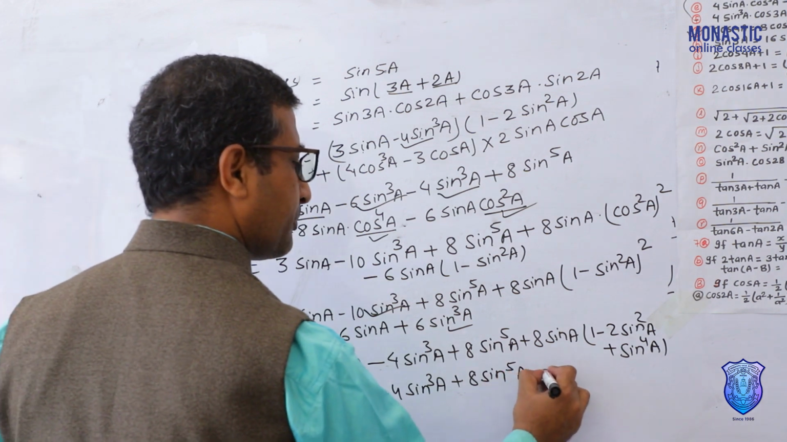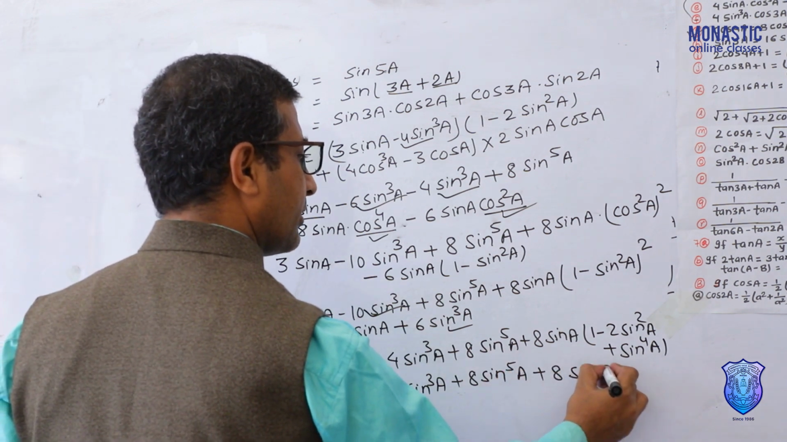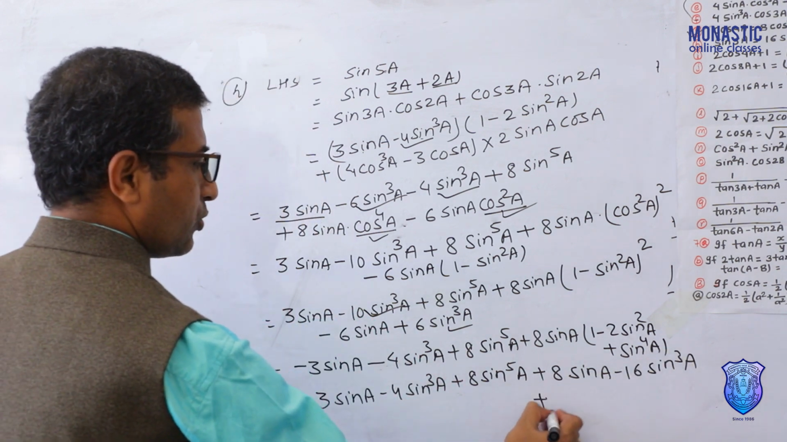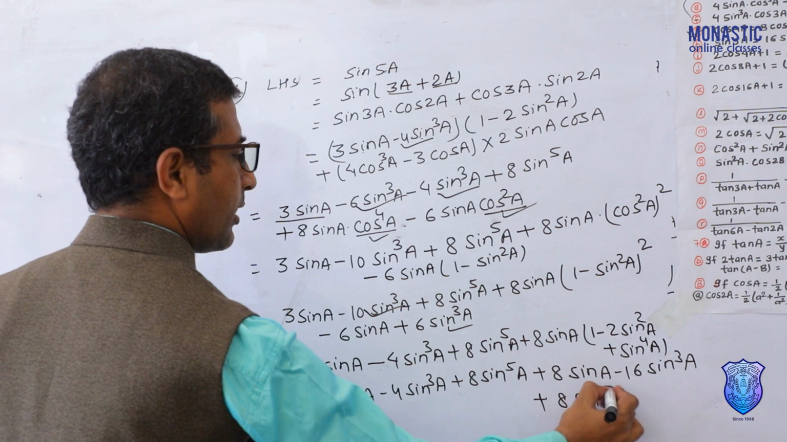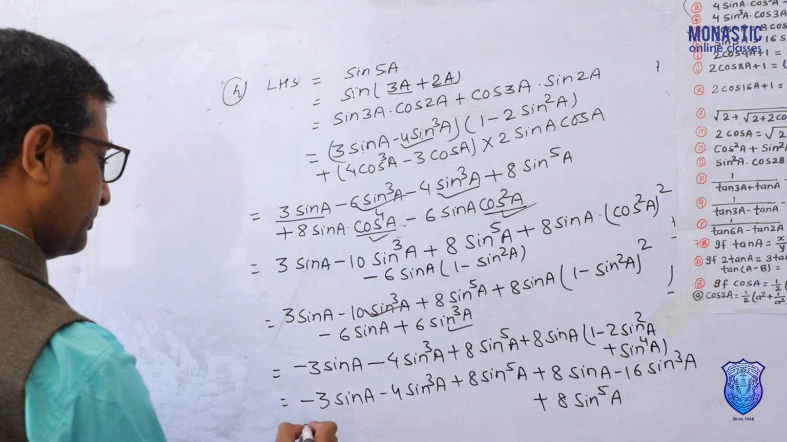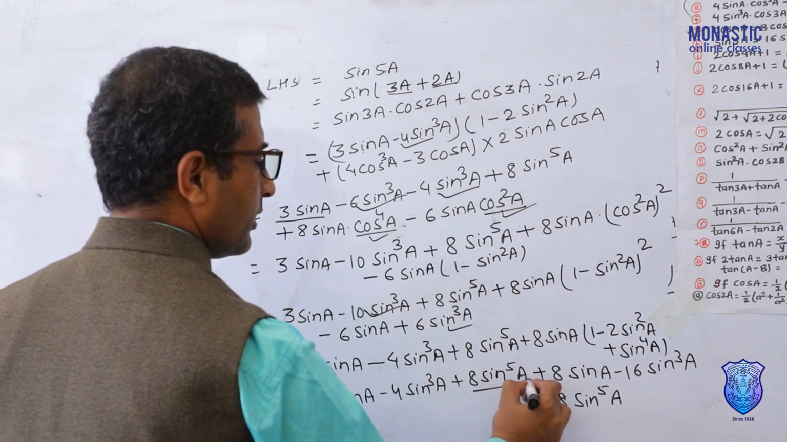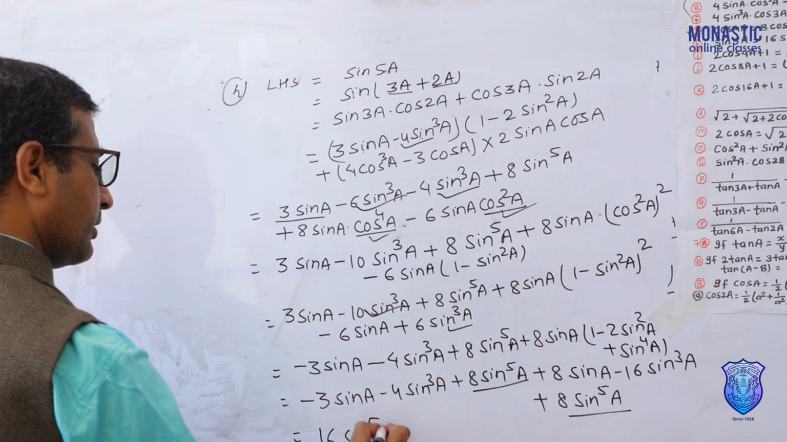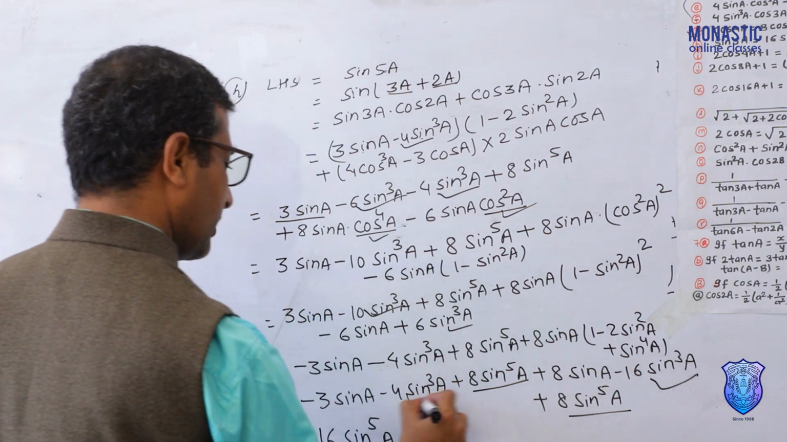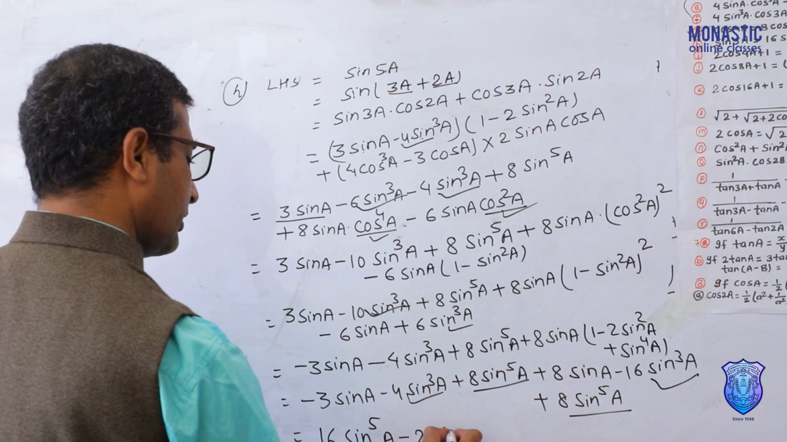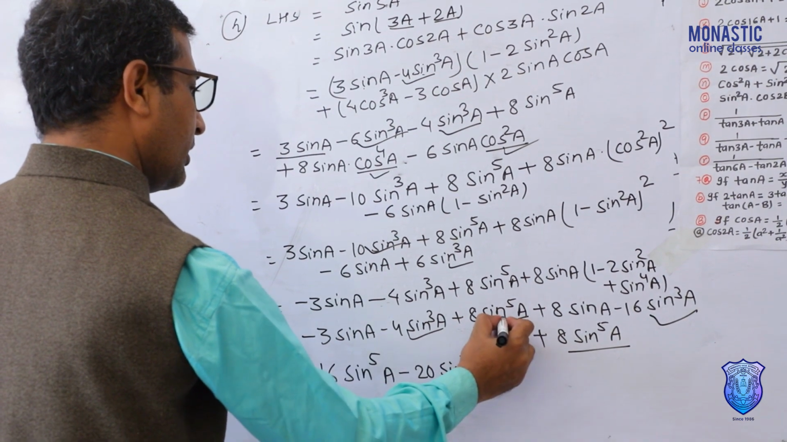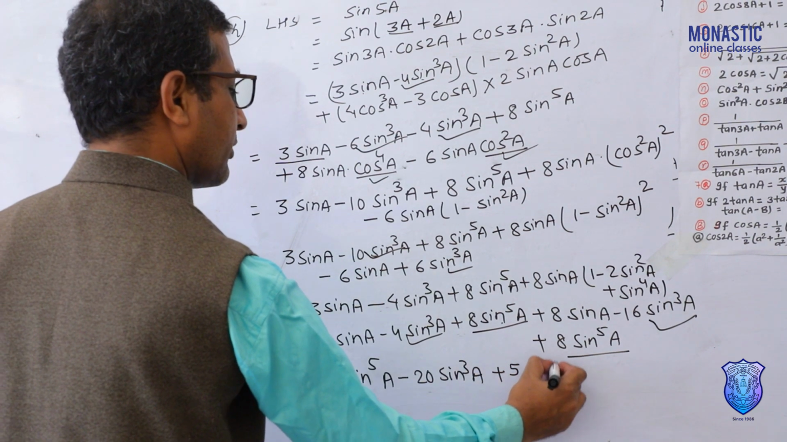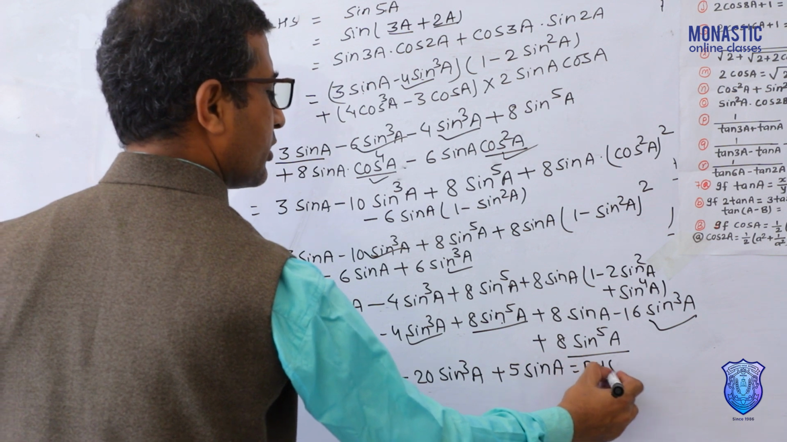Now do the multiplication, plus 8 sine A minus 16 sine cube A plus 8 sine to the power 5A. Now do the final calculation. The sum of these two came 16 sine to the power 5A, minus 16 and minus 4, minus 20 sine cube A, 8 sine A minus 3 sine A, it came plus 5 sine A. That's the RHS we have proved.